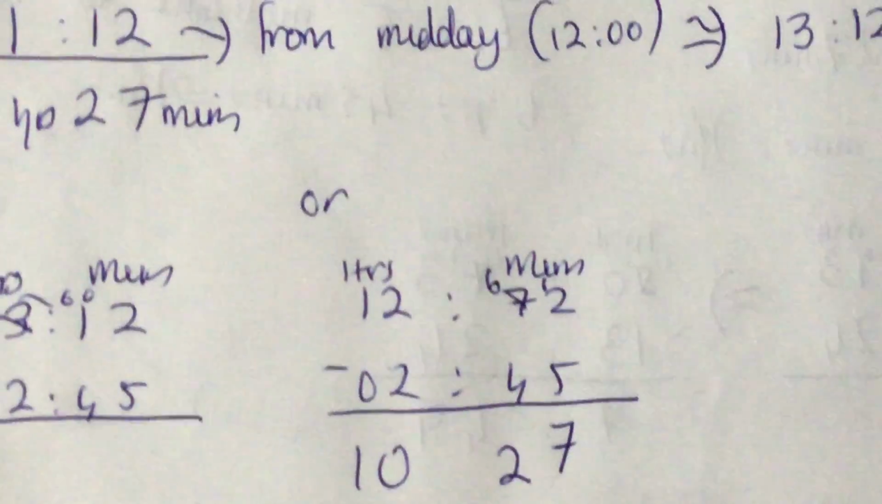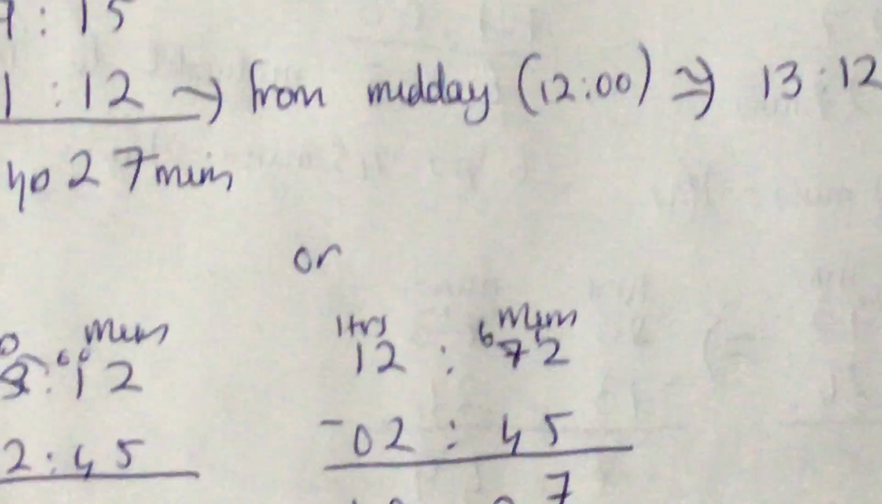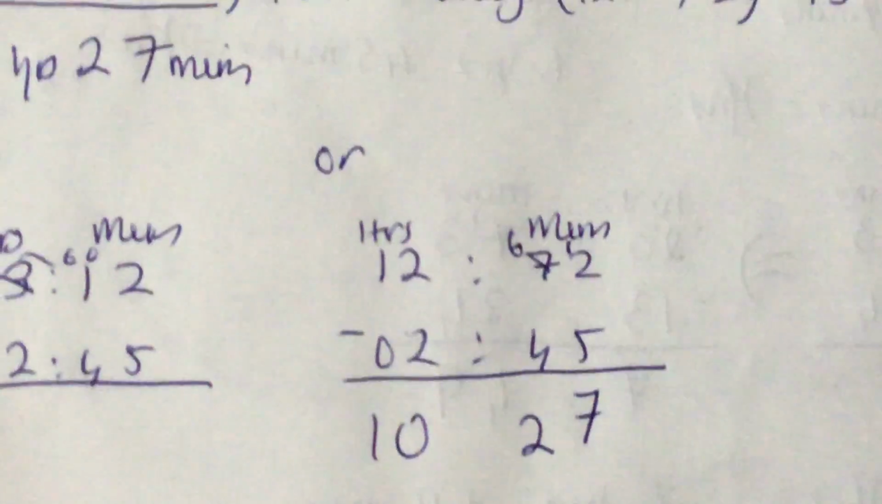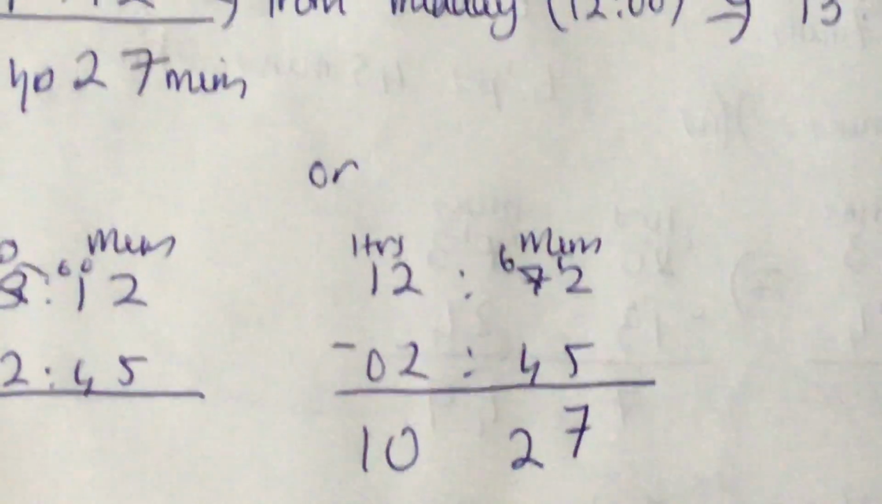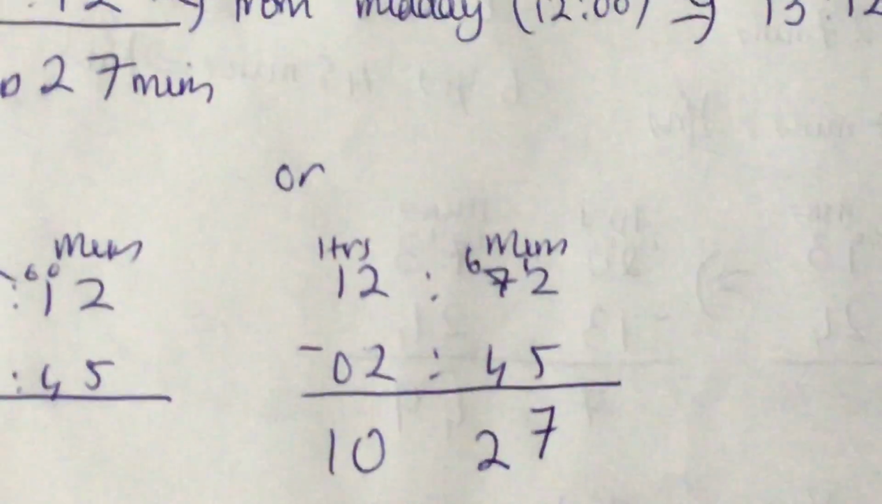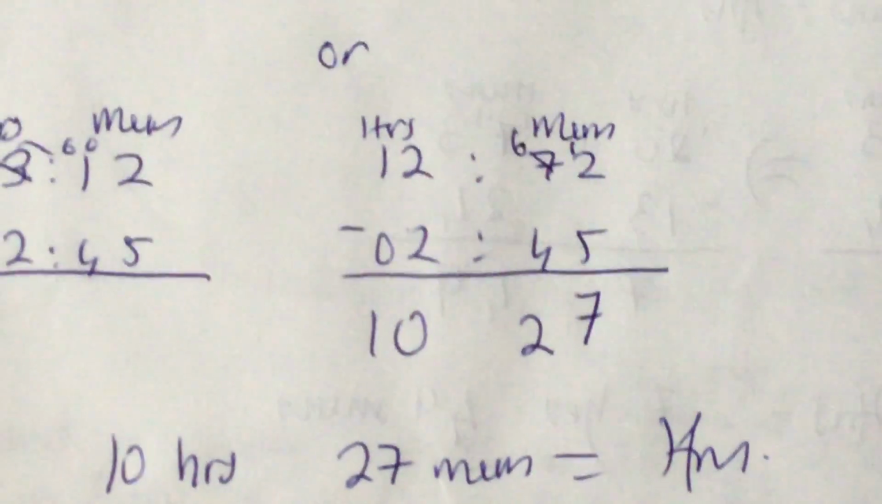So 2 take away 5, can't do, go next door. I'm left with 6, bring over the group of 10. 12 take away 5 is 7. 6 take away 4 is 2. And 2 take away 0, 2 take away 2 is 0. And 1 take away 0 is 1. So that's 10 hours and 27 minutes.